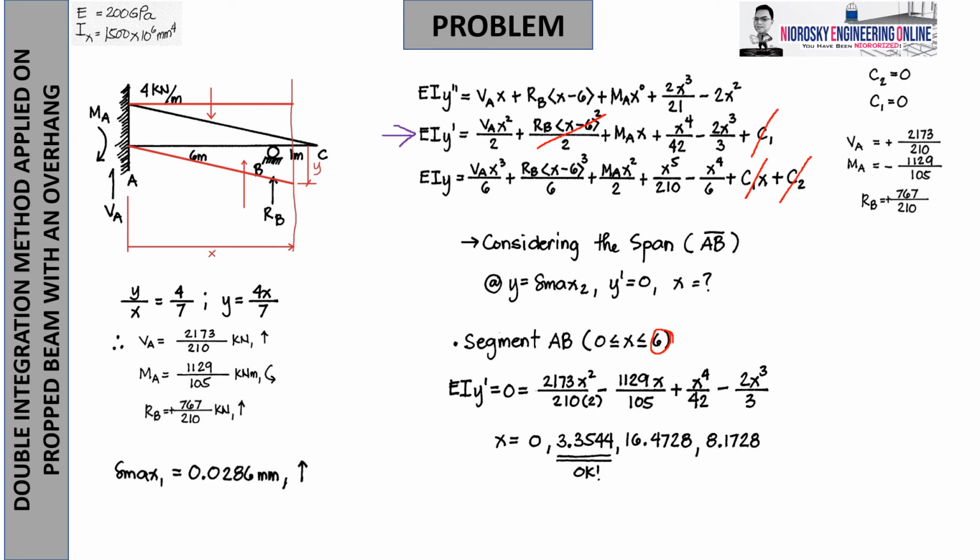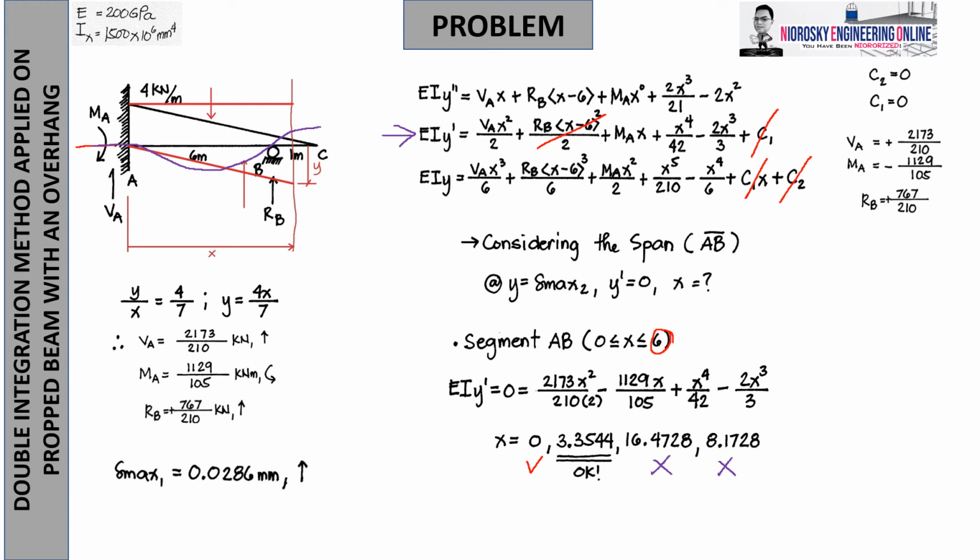So, therefore, you can have these four values of the roots kasi quartic equation. Of course, immediately you can have one value of x as 0 kasi we are aware that the fixed support has a value of 0 slope. So, it will appear immediately on the equation. Pag yan wala, or near to 0, there's something wrong with your calculation. Okay? So, of course, we cannot accept 16.4728 and 8.1728 because that is out of the span, out of the length of the beam itself.